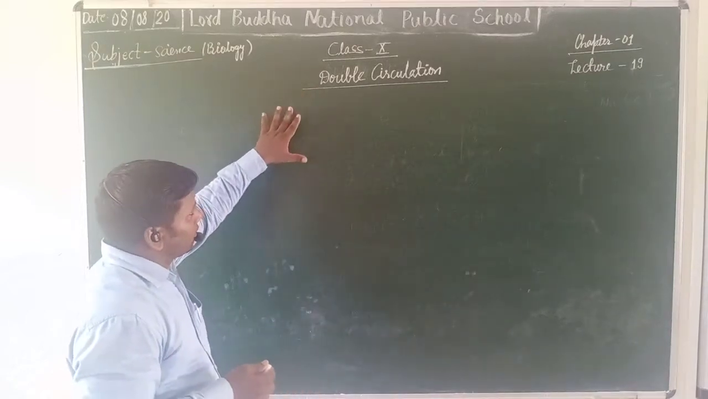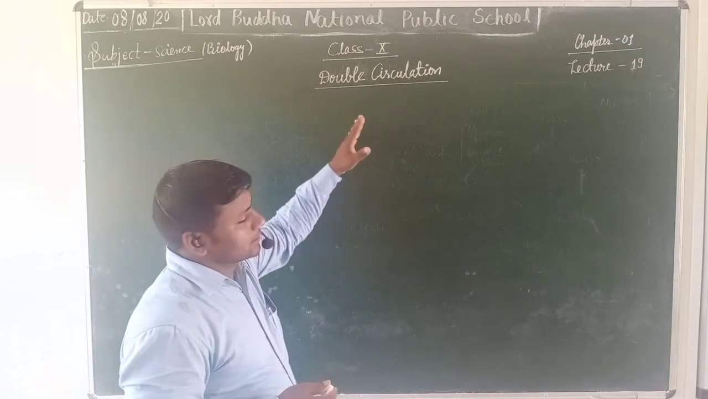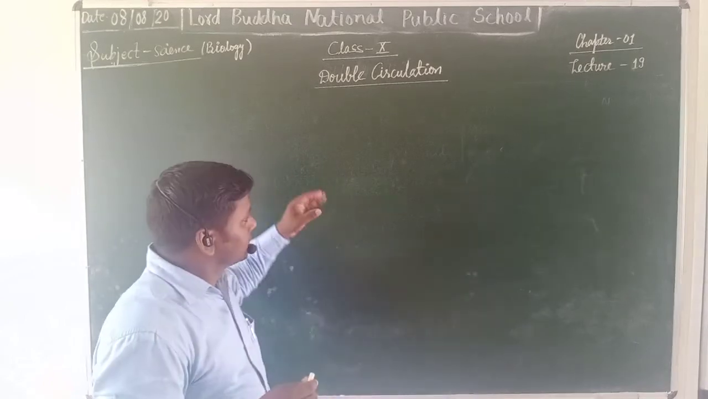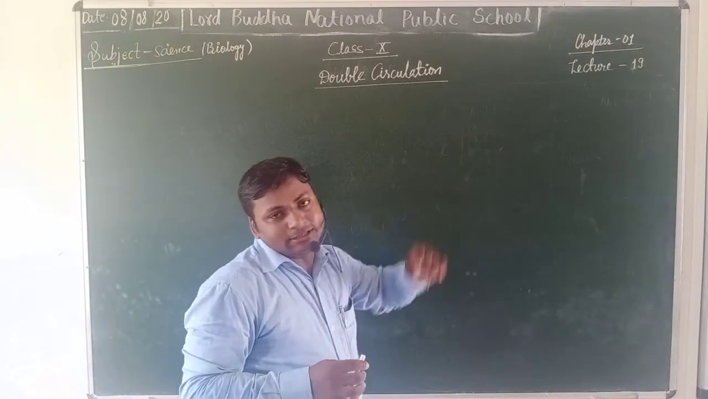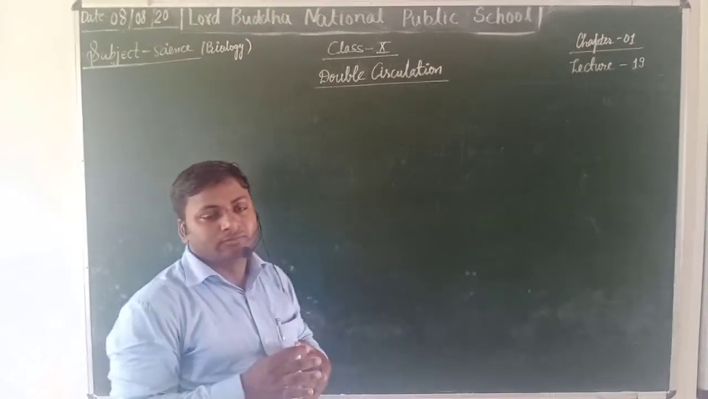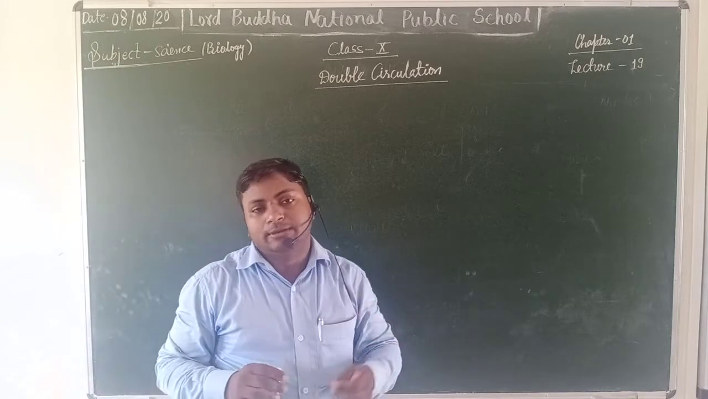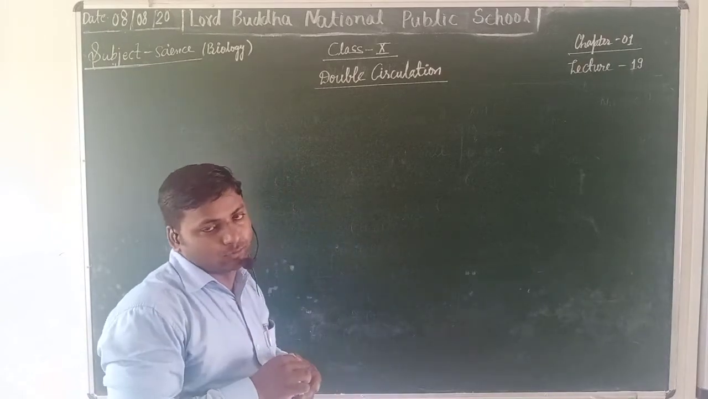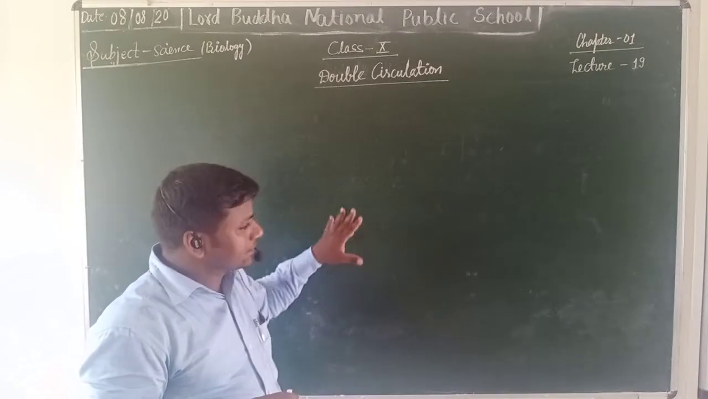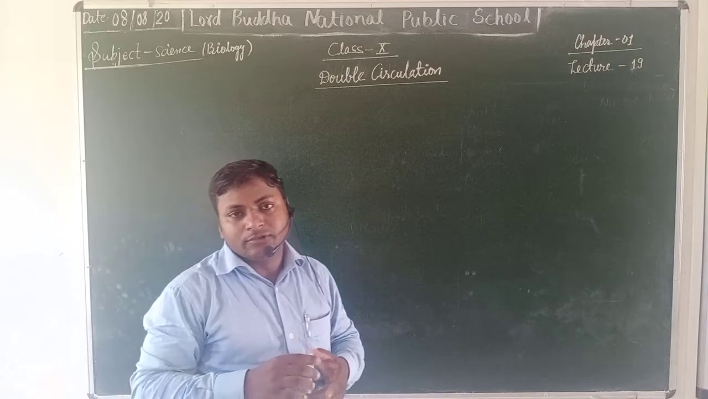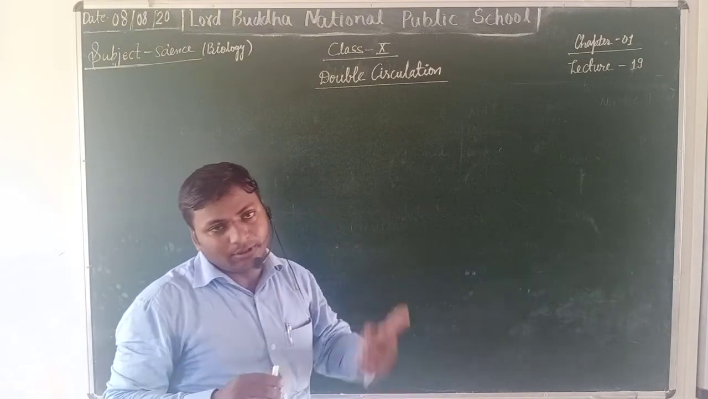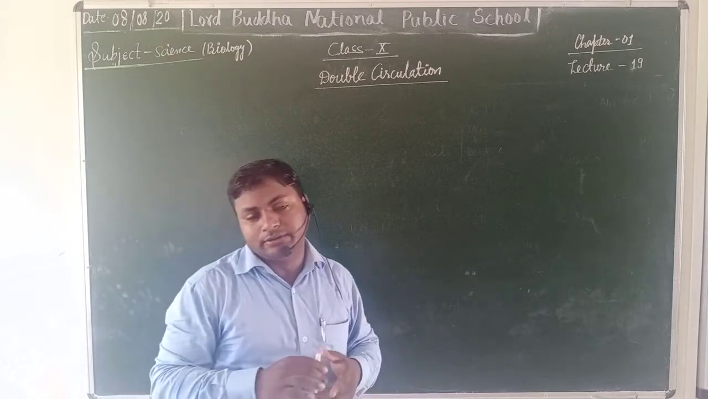Now the topic double circulation is also related to this explanation. Why is this called double circulation? Students, inside our body the blood flows two times for a complete circulation. Yes, two times for a complete circulation. Once it completes the right half of our body and another time the left half of our body.